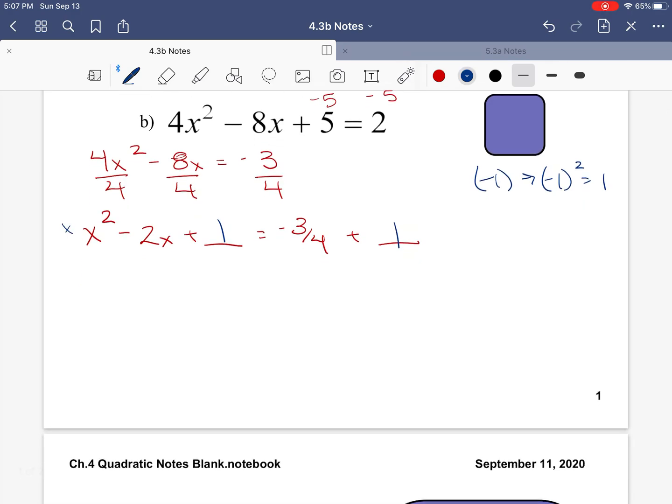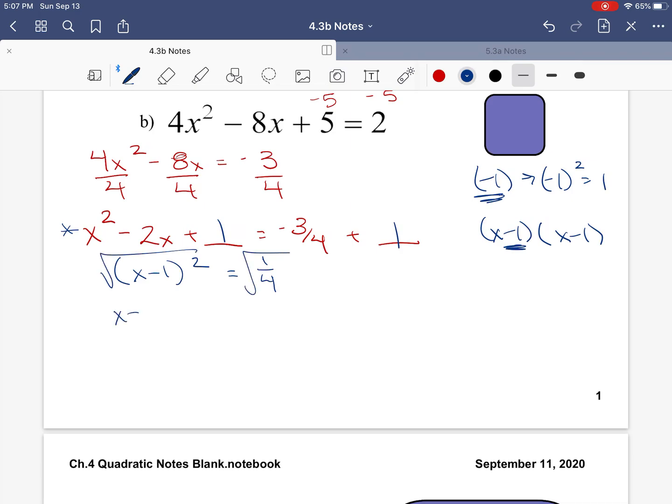When I factor, I'm factoring this first part. That part factors to be x minus 1, x minus 1. Well, x minus 1 times x minus 1 is x minus 1 squared. Again, that number comes from my half of the middle number. Is equal to, well, 1 minus 3/4 is 1/4. Thinking of quicker ways to do fractions, that one's common sense. You don't necessarily need a common denominator.